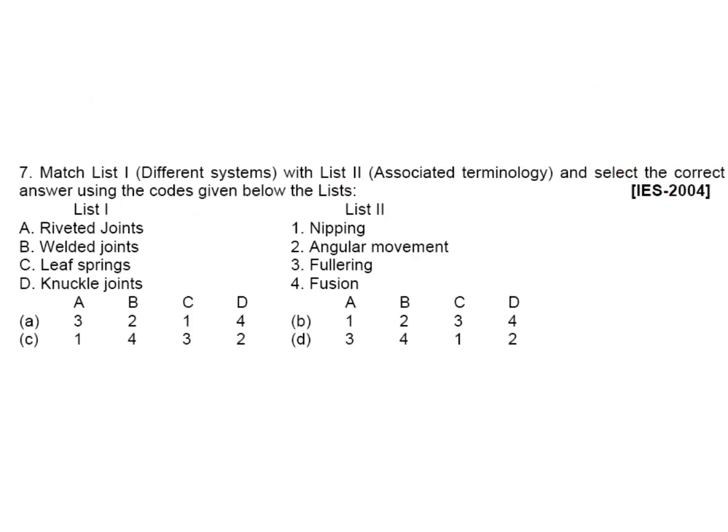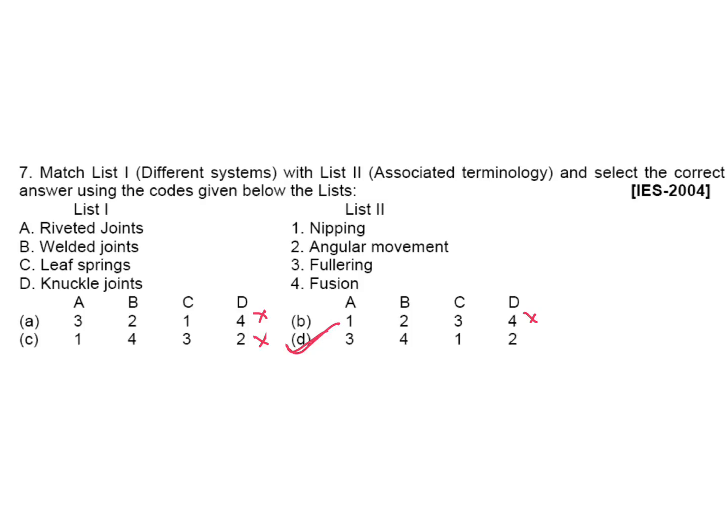List 1 and List 2 matching. Riveted joints, it's following A with 3. So you can cut C and B. Then welded joints, fusion, B with 4. B with 4, A you can put. Final answer is D. Leaf spring, C with 1. Nipping, correct. Knuckle joint, angular movement, D with 2.